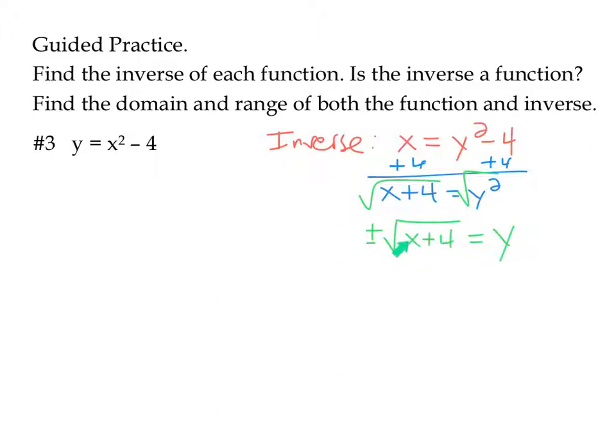So I could put a negative 4 in because negative 4 plus 4 is 0, and I can take the square root of 0. But I can't get any x values that are less than negative 4. Okay?